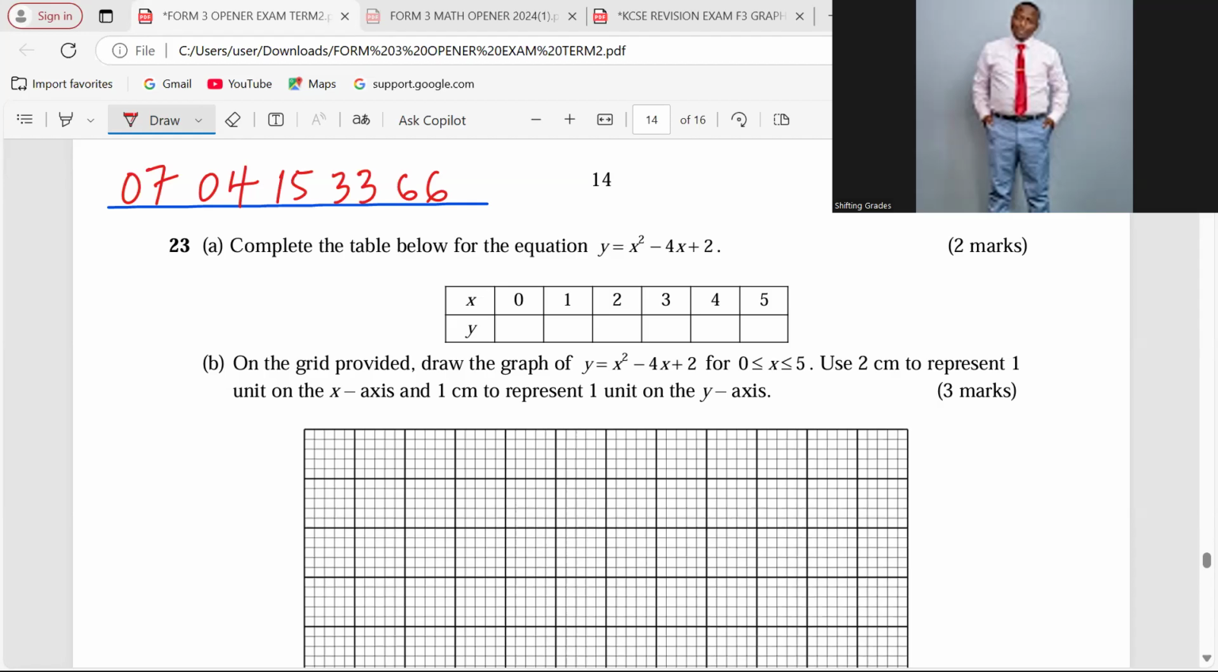We're going to discuss quadratic curves and cubic curves.